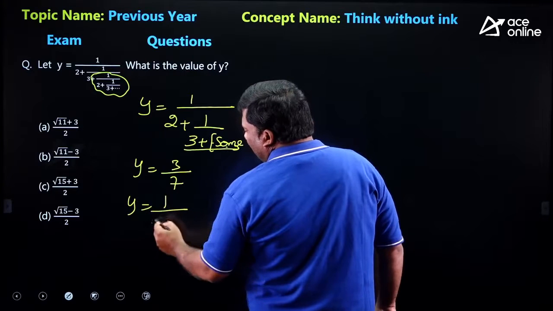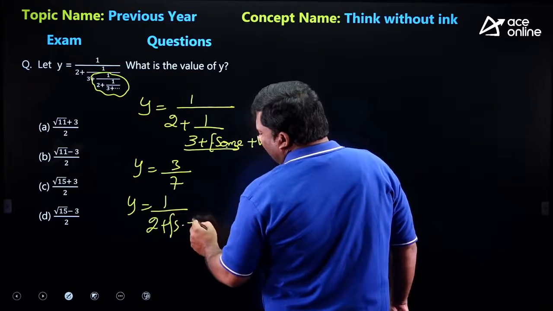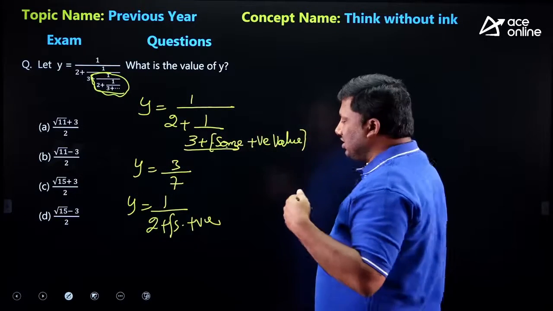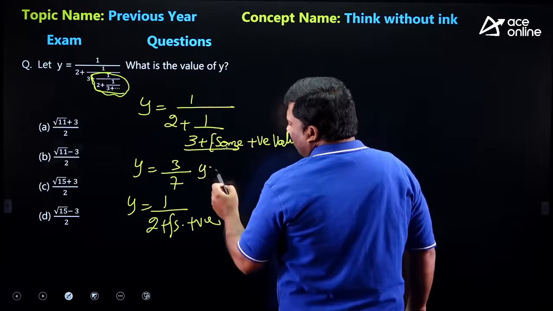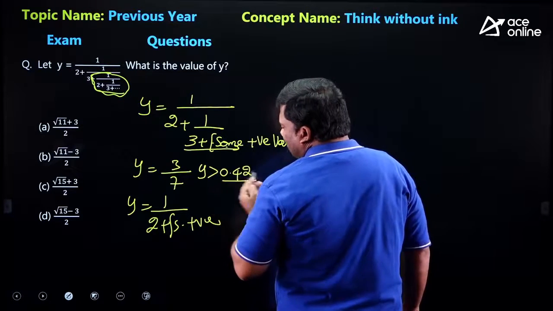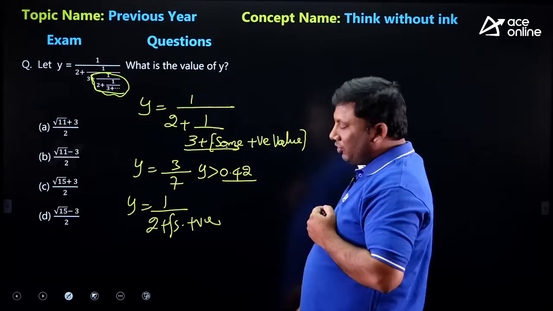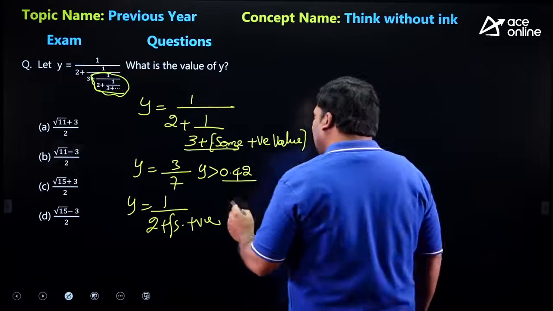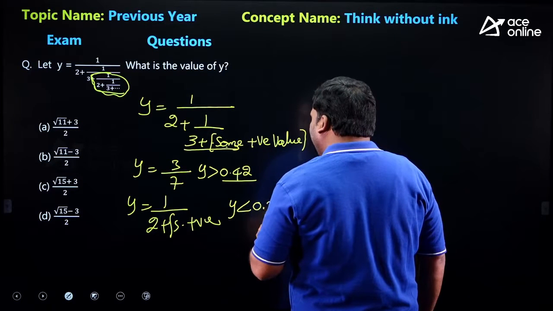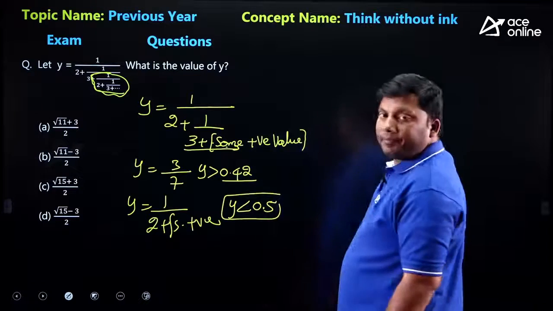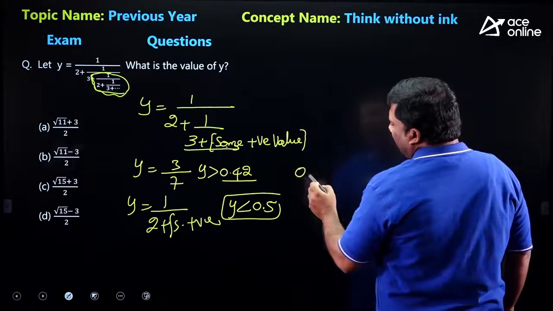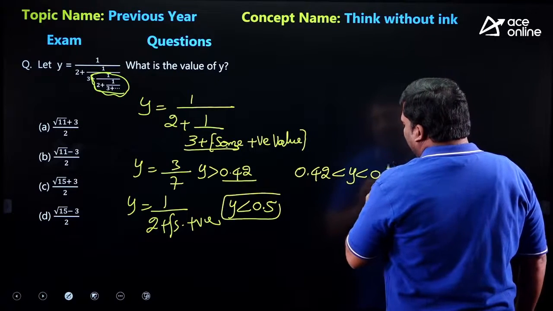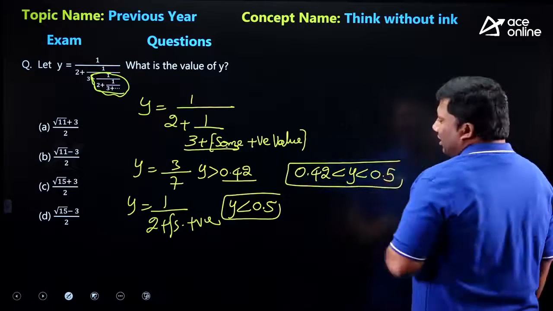Here it is 1 by 2 plus some positive. Here if it is positive, y is just greater than, 7 fours are 28, 3 by 7 is 0.42. That means y is just greater than 0.42. 1 by 2 plus something: as the denominator value increases, the value decreases. Y is less than 0.5. So 0.42 is less than y, which is less than 0.5.